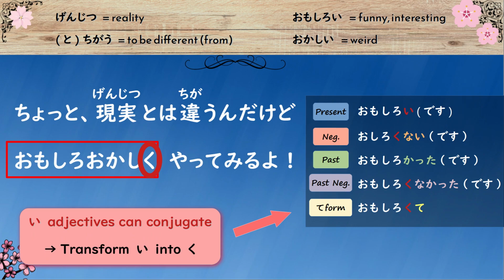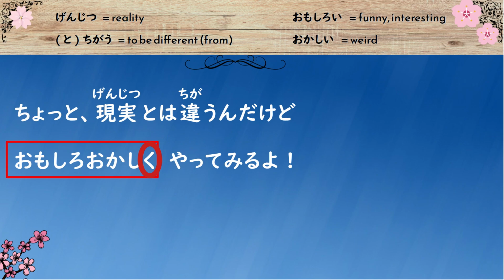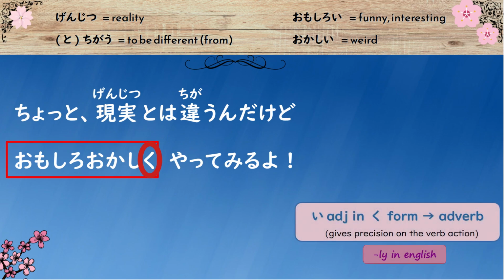And finally, the te form, because if you can conjugate an i adjective, then you can put it in a te form. It is possible. It will then be 面白くて. But here, it's not enough to explain this, because you have nothing after the ku. Absolutely nothing. You just have an adjective in ku form. When you have an adjective in ku form alone, it transforms the adjective into an adverb. So what is an adverb?